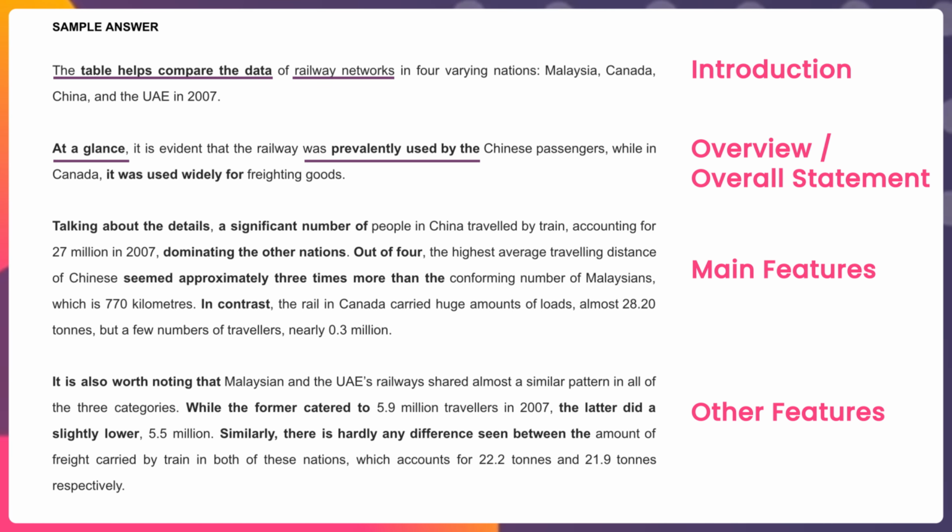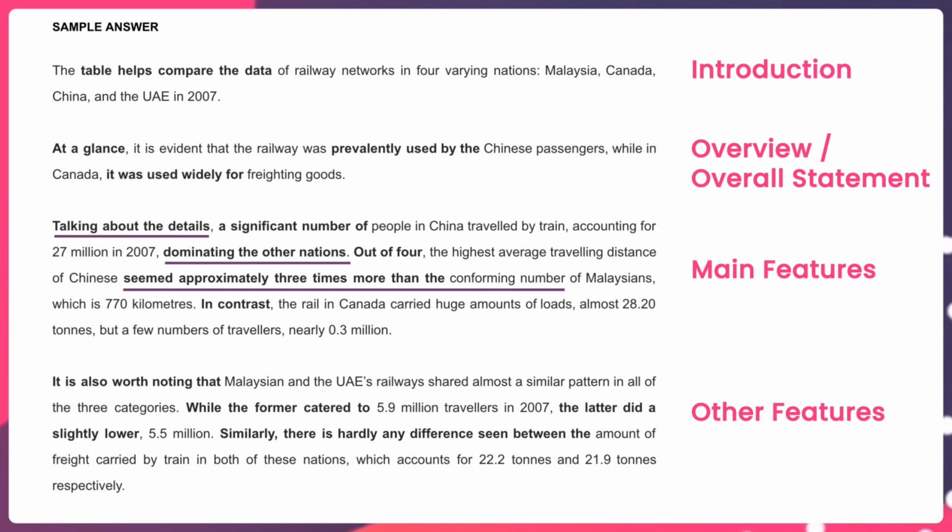You can see many different phrases used. For example, talking about the details, dominating the other nations, seemed approximately 3 times more than the other number. In contrast, it is also worth noting that while the former catered, the latter did slightly lower. Similarly, there is hardly any difference seen between them. You can use these types of phrases to get a band 8 in your IELTS Writing Task 1.